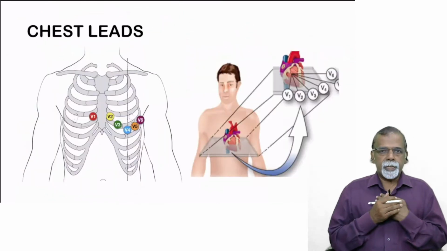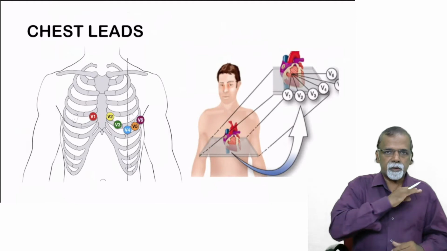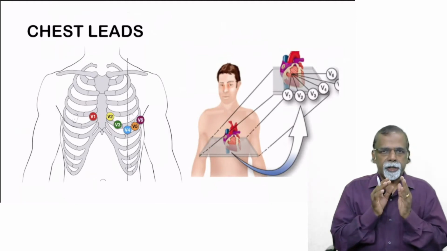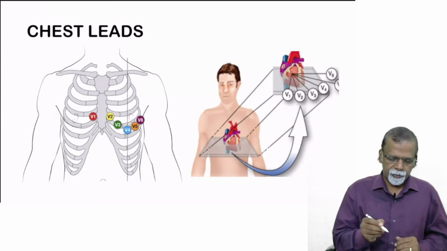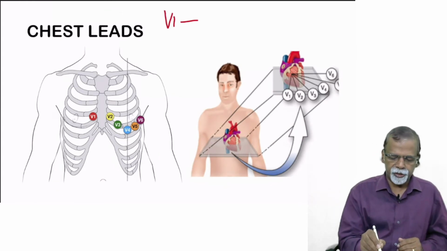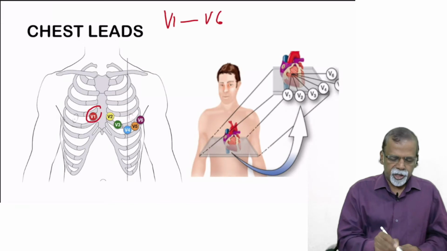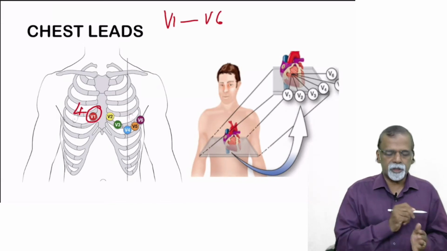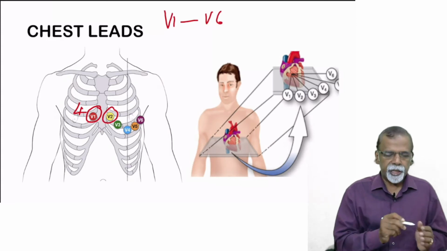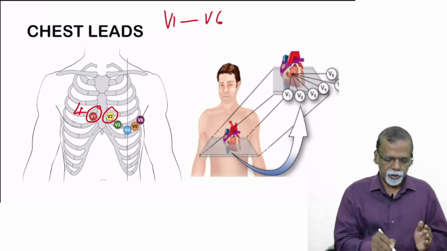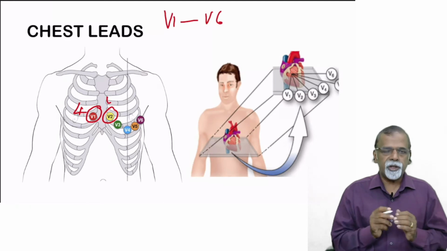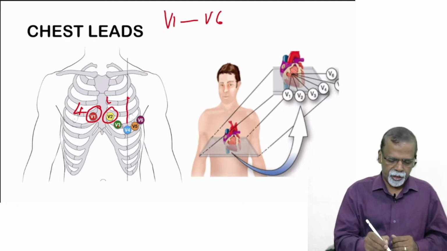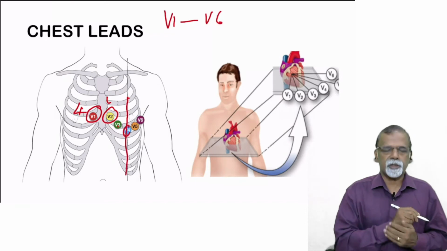Now we go to the chest leads. As mentioned earlier, chest leads give a cross-sectional view. So usually we record 6 chest leads. They are named from V1 to V6. So this is V1. V1 is on the right side in the 4th intercostal space. V2 is again in the 4th space but on the left side. V3 is between V2 and V4. V4 is in the midclavicular line in the 5th intercostal space.